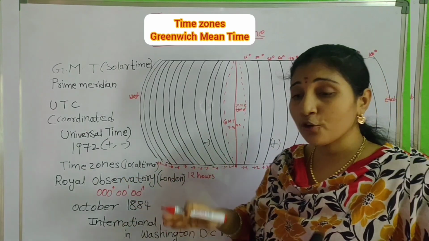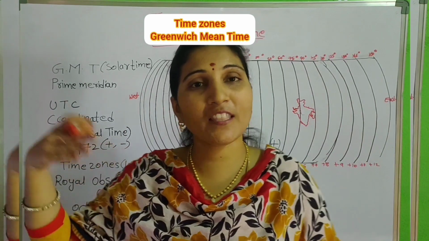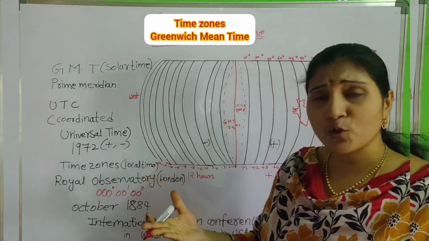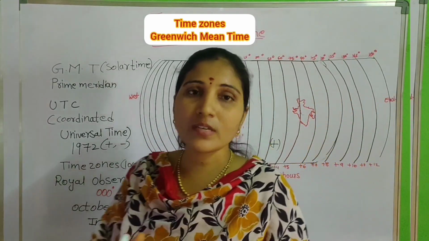Here we are going to calculate the time zones. As per the east we will add the time, and as per the west we will deduct the time. Many time zones are there in our world, and each and every time zone has its own standard time.